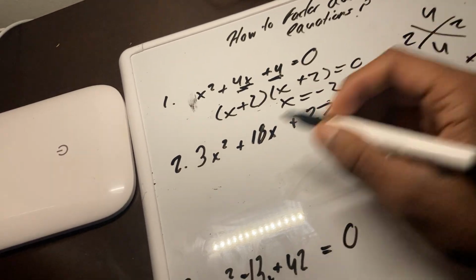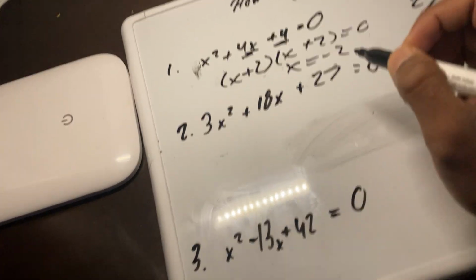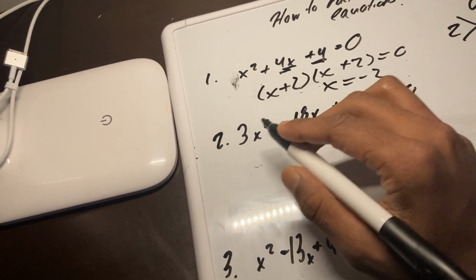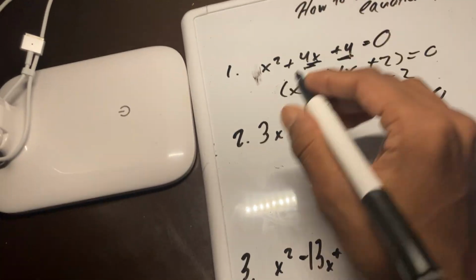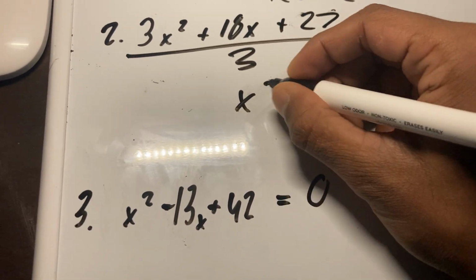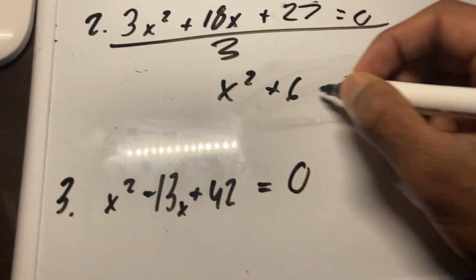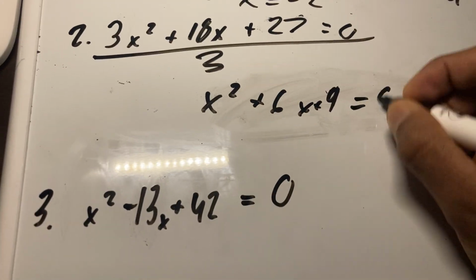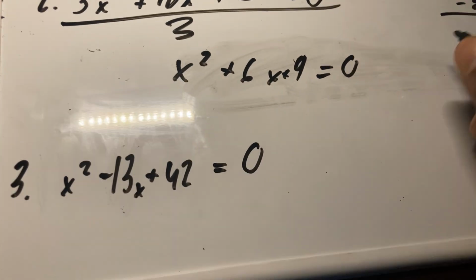So the second equation, 3x squared plus 18x plus 27 equals 0. One thing about this is that the first term has a coefficient of 3, unlike the 1 over here. So we divide everything by 3 to make our lives easier. We get x squared plus 18x divided by 3 is 6x, and 27 divided by 3 is 9, so plus 9 equals 0. And 0 divided by 3 is still 0. So now that makes our lives way easier.